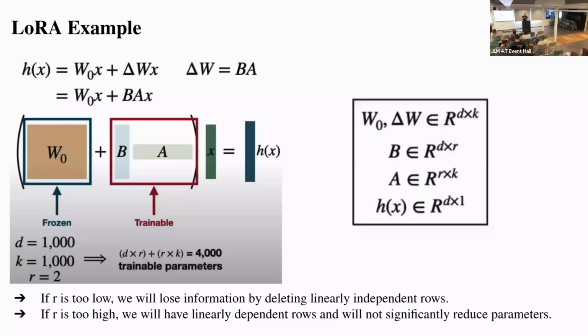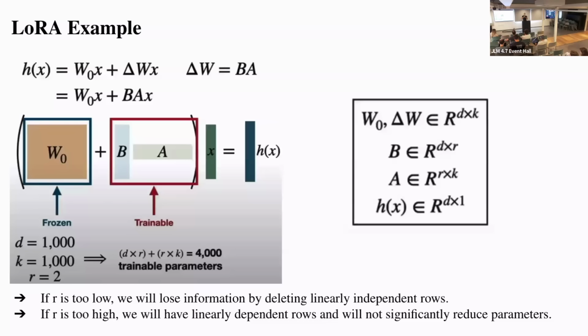And let's take, for example, the dimension to be D by K, such that D is 1,000 and K is 1,000. So we have 1 million frozen parameters. This is the original one. And let's take the rank to be 2 in this example. So we have 2,000 parameters for B and 2,000 parameters for A. So in total 4,000 parameters, which is much smaller than the 1 million original parameters. So you can see how many parameters we save by using LoRA.